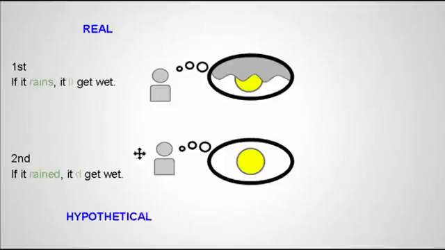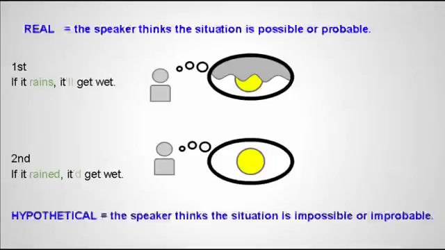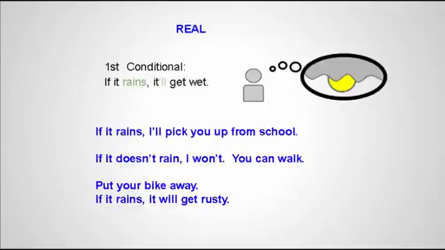So, real situations and hypothetical situations need different types of grammar. In the real situation, the speaker thinks the situation is possible or probable. In the hypothetical situation, the speaker thinks the situation is impossible or improbable. One example for the real, if it rains, I'll pick you up from school. If it doesn't rain, I won't. You can walk. Put your bike away.